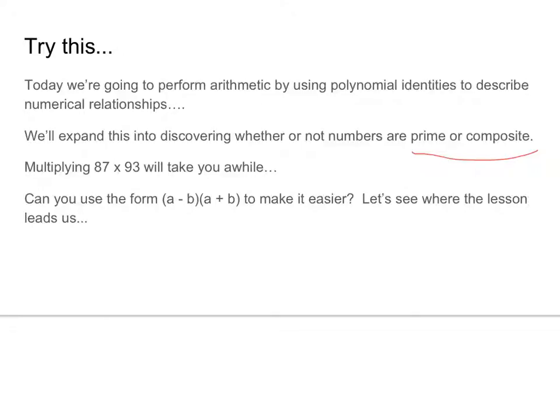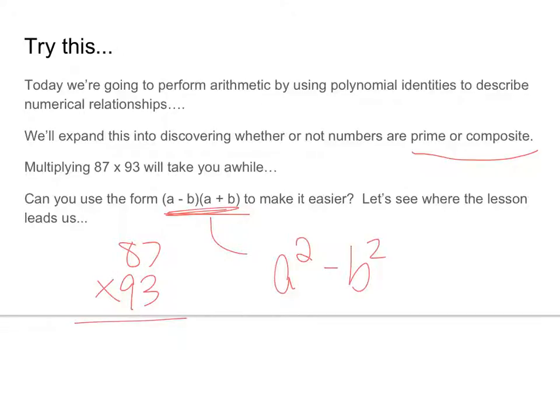So the first question, like multiplying 87 times 93, it's going to take just a bit of time. But the question is, can we use this form to make it easier? Okay, this leads into the difference of squares.